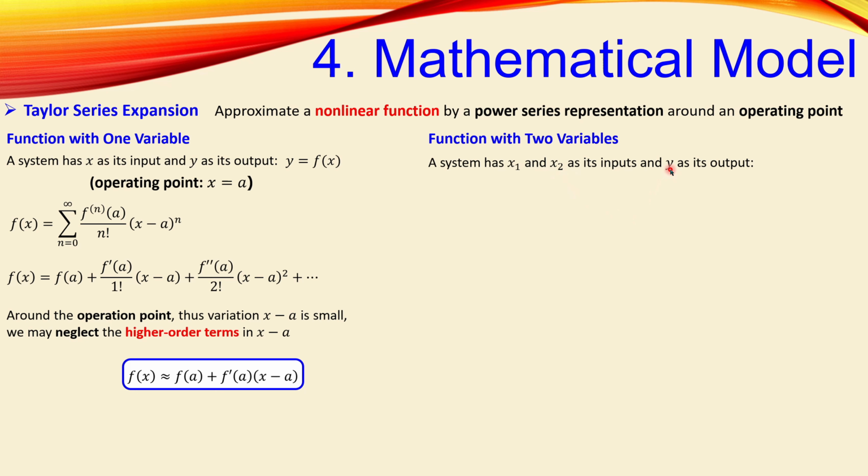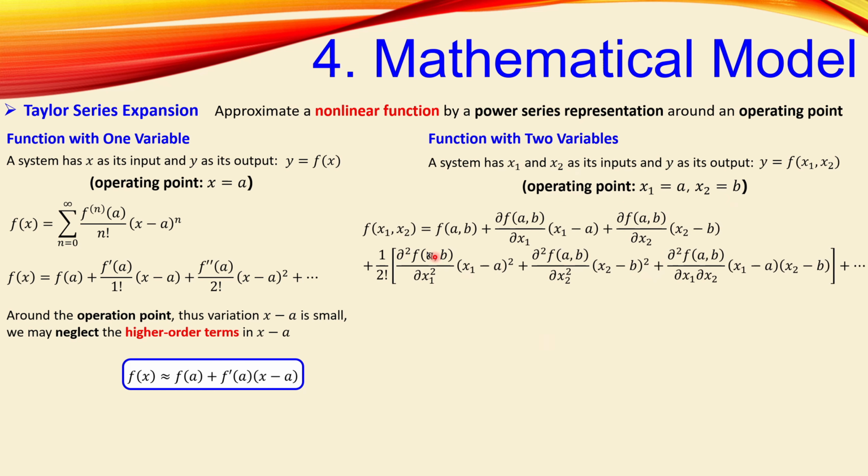If you have two variables in your function, which could be the case, with x1 and x2, the response is y, so we have two inputs. For example, this, x1 and x2, could also be something else. For example, you have a position x, also time, it can be anything. Now the operating point is a for x1, and b for x2. So we have an a and a b.